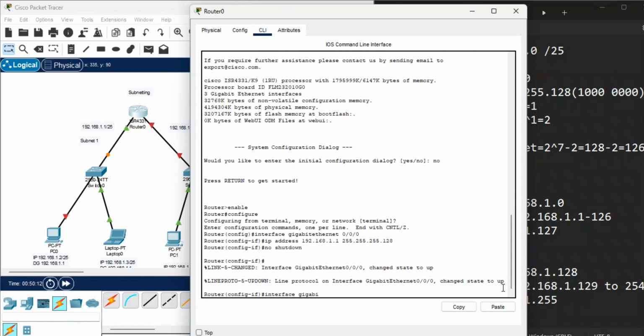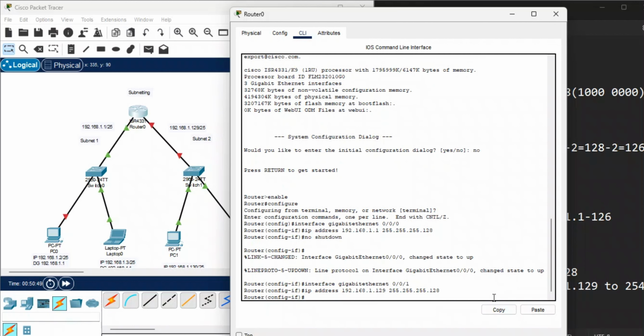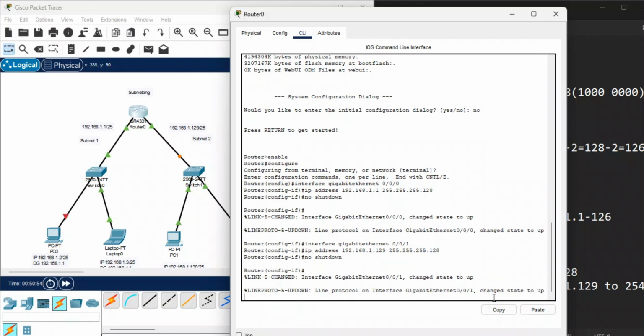Interface gigabit Ethernet 0/0/1. I will give the IP address for this port. IP address was 192.168.1.129, subnet mask 255.255.255.128, no shutdown.